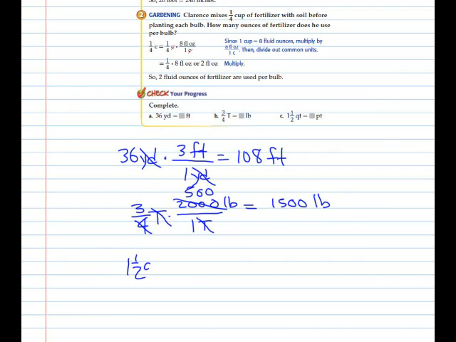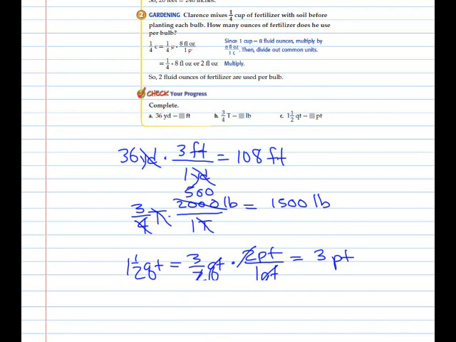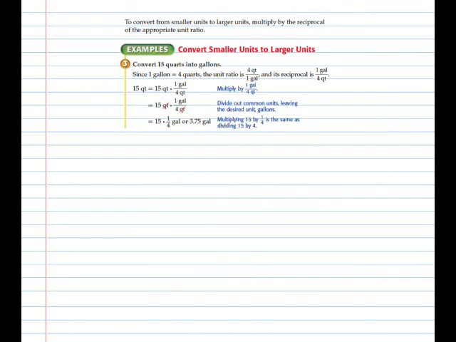In example C, I'm converting 1.5 quarts, which I would rewrite as 3/2 quarts. I would use my unit ratio of 2 pints per quart. So times 2 pints per quart. Divide out the common units, divide by the common factor of 2, and my conversion then is 3 pints.